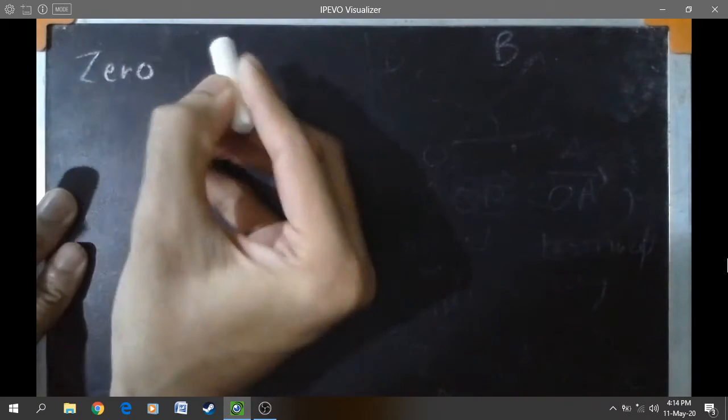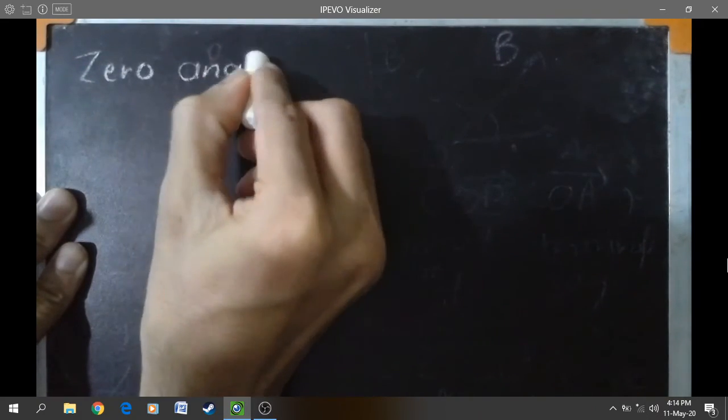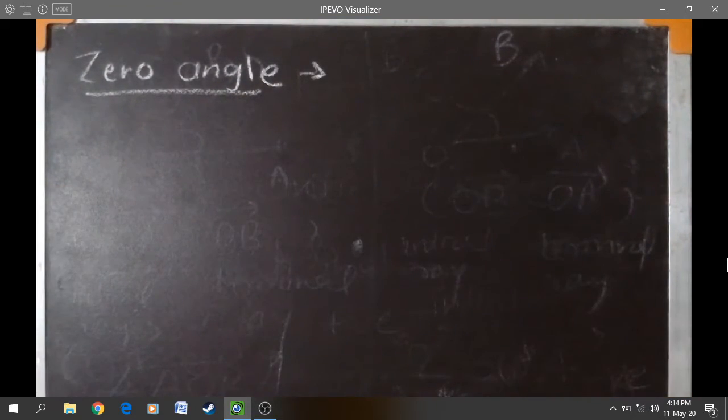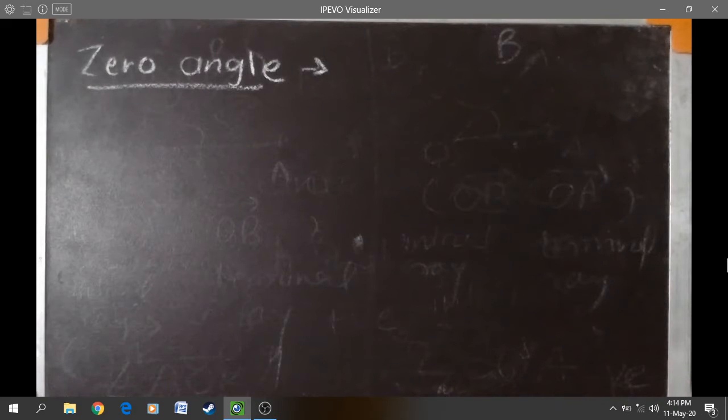So we will now see different types of angles. The first one is a zero angle. These angle definitions are important. We will be using these angles in later chapters. So what they mean is very important.